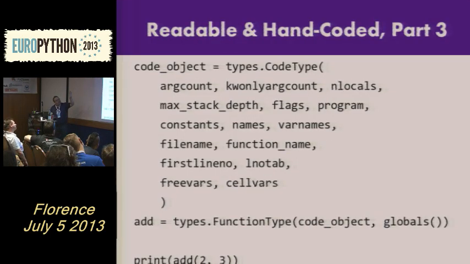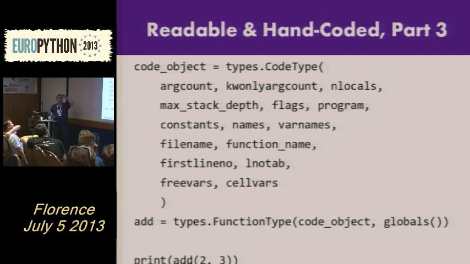We create the code object, passing in all of those things in the right spots. And then the rest of the slide is exactly the same. We pass the code object and the globals dict. Again, functions carry their globals around with them, so you have to pass that in when you create it. And you get a callable object out of it. And you call it and you pass in 2 and 3 and you get 5.